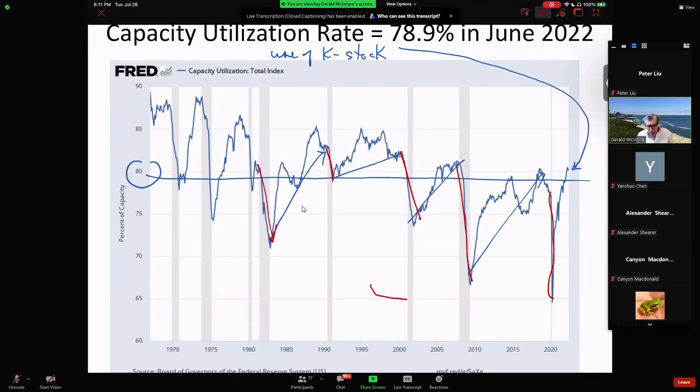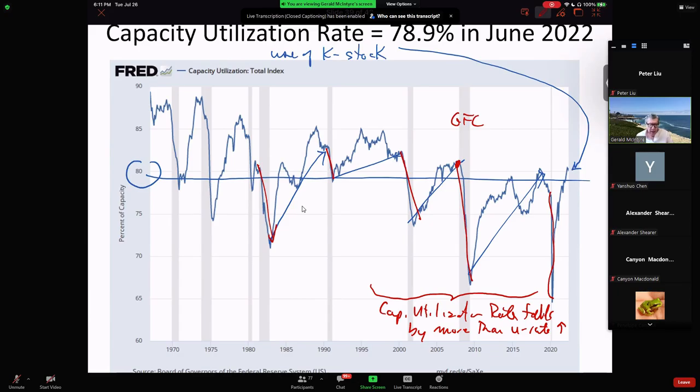And in fact, if we look at the recent recessions, the capacity utilization rate falls a lot. Falls by more than the U rate rises. You can see the capacity utilization rate at the global financial crisis started at about, let's call that 81%, and fell to about 66%. That's a 14% fall in the capacity utilization rate in the global financial crisis.